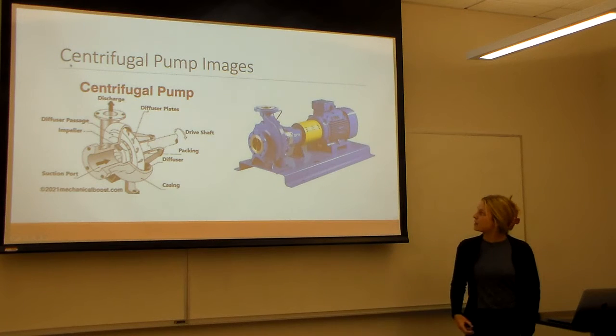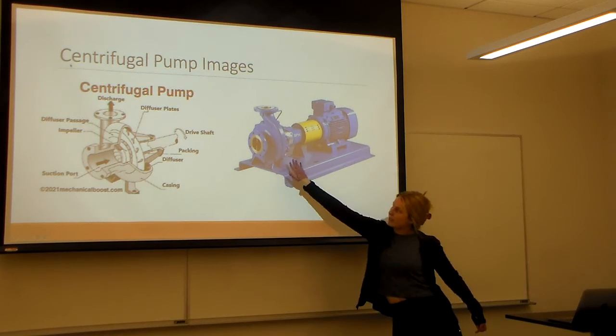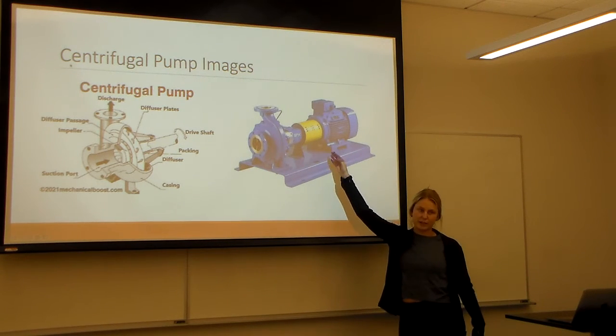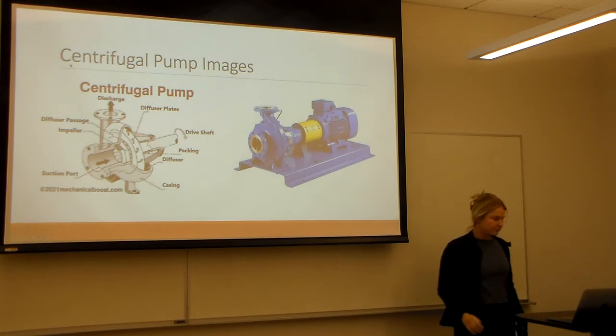And then this is what it looks like on the right. This is what it looks like when you see it in the field. So this front part right here is the actual pump. And then you have your shaft and the shaft casing in here, and there's some bearings in there too. And then your motor's right here, which is spinning the drive shaft.